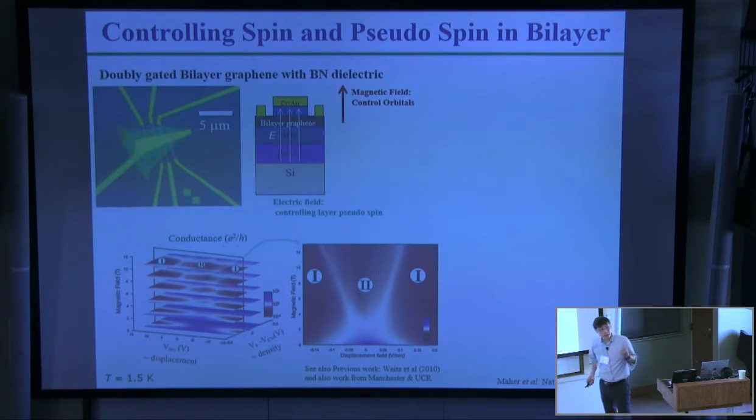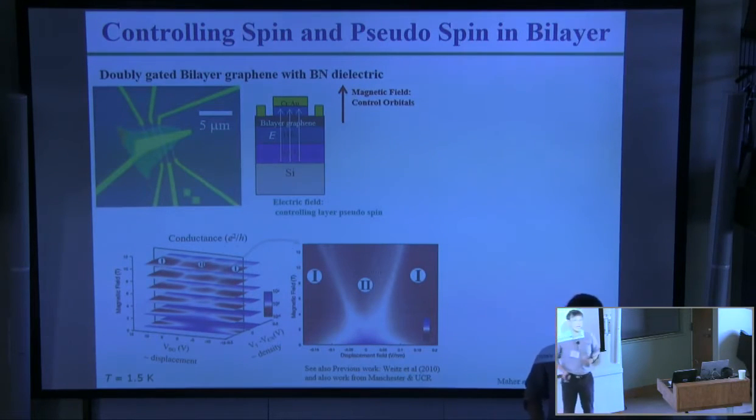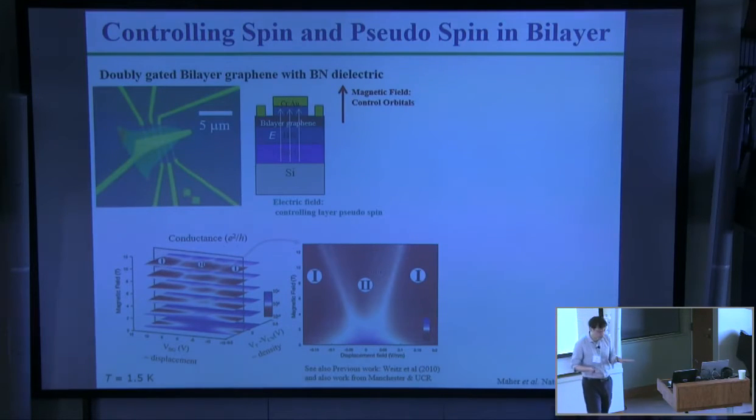Now, I told you that there's another knob that I have that couples with the real spins, and that knob can only be used with a magnetic field in the plane, which does not affect these orbital orders and couples only with the spins.